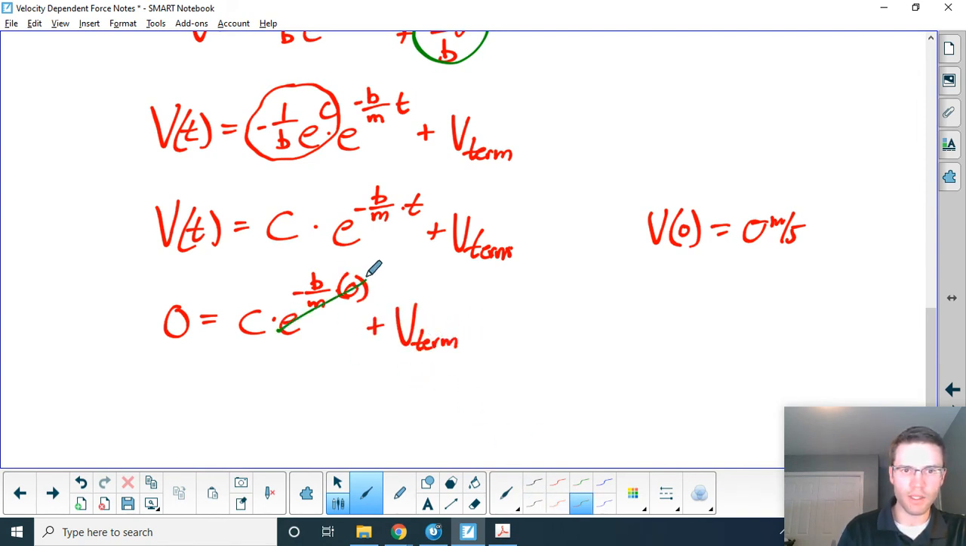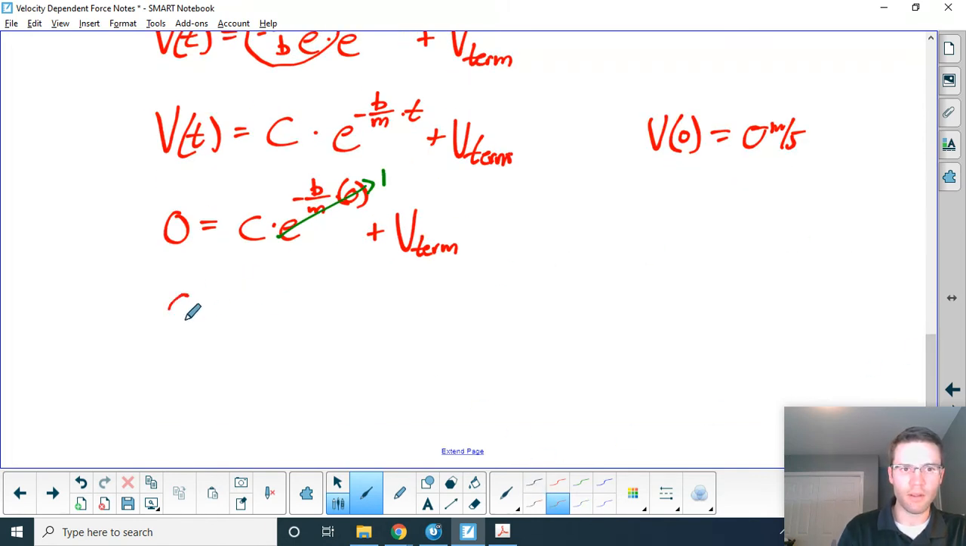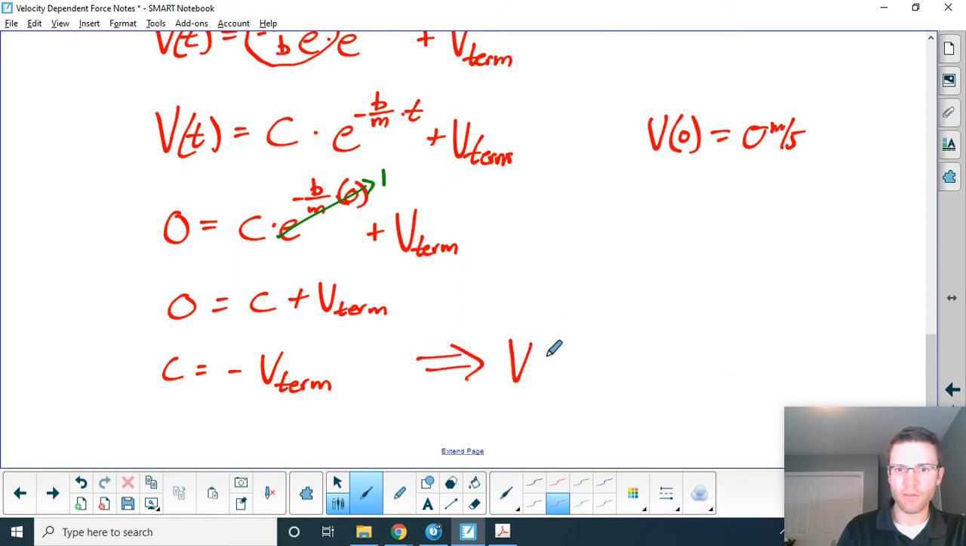Well, this term right here is 0. Anything raised to 0, not 0, 1. Anything raised to the 0 power is 1. And so I get c plus v term equals 0. So c is equal to negative v terminal velocity. And that means my velocity function, I'll write it over here, if we plug that back in, velocity as a function of time is equal to, c is my v term, so a negative v term, e to the negative b over m times t, plus v term.